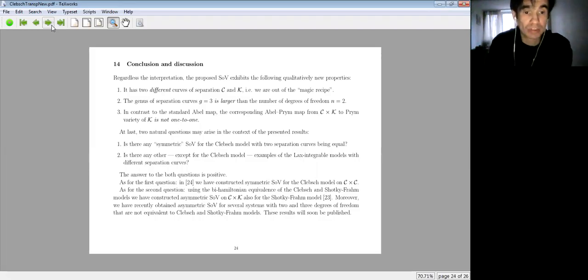Moreover, we have recently obtained a symmetric separation of variables for several systems with 2 and 3 degrees of freedom that are equivalent neither to the Clebsch nor to the Schottky-Frahm models. These results are new, and soon I hope to publish them. This, in fact, brings me to the end of my talk.